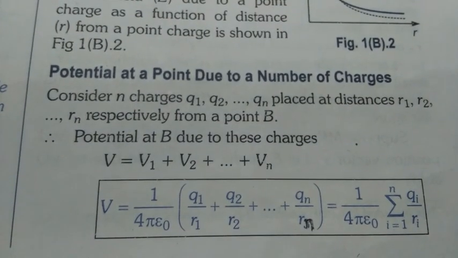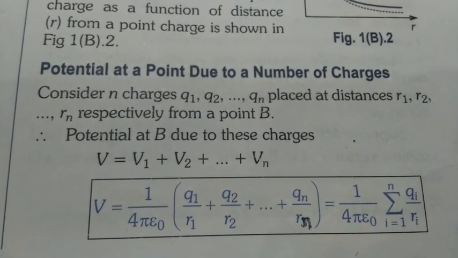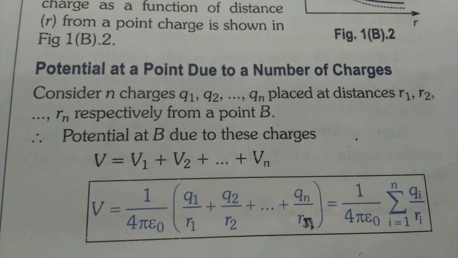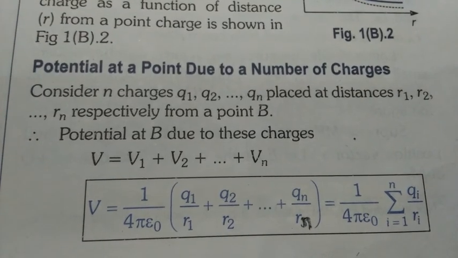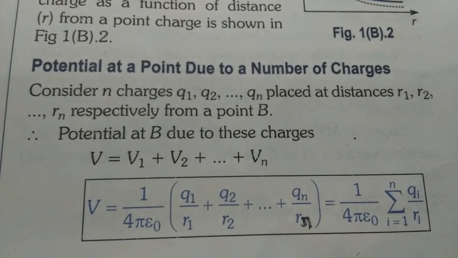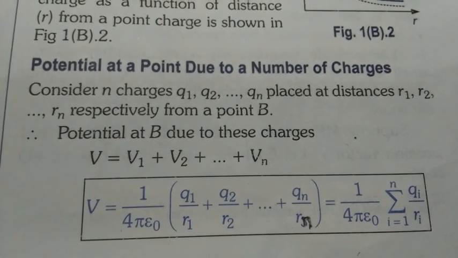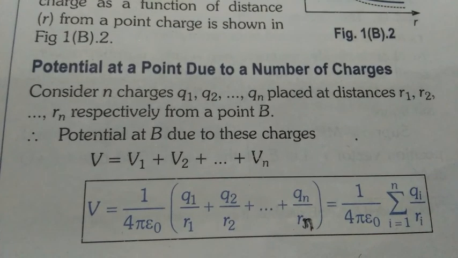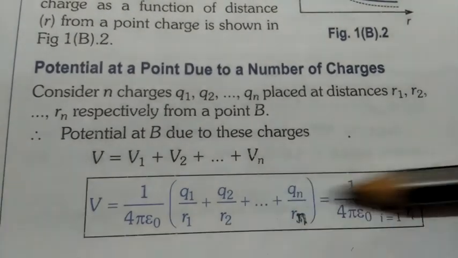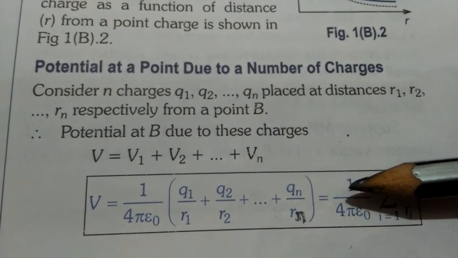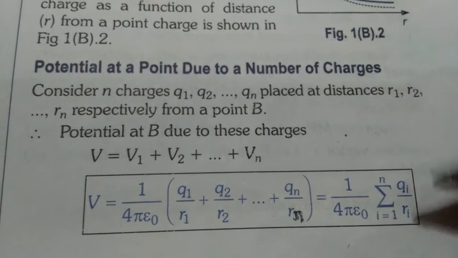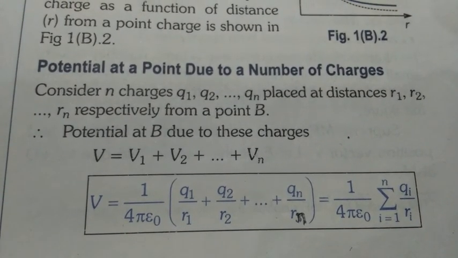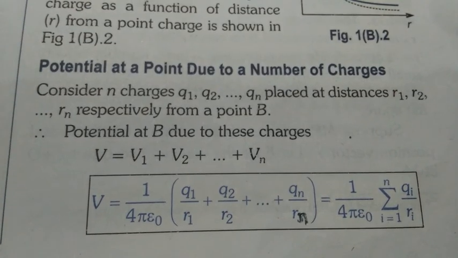So here the total potential V equals V1 plus V2 to Vn. When we put in the values of V1, V2, Vn etc., we will find that 1 upon 4 pi epsilon naught is common, so we will take it as common. So in the bracket we will get Q1 upon R1 plus Q2 upon R2 to Qn upon Rn. Then this term in the bracket can also be written in summation form. So the potential due to n number of charges will be 1 upon 4 pi epsilon naught, summation i equals 1 to n, Qi upon Ri.